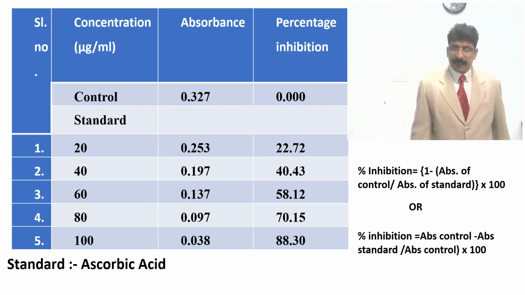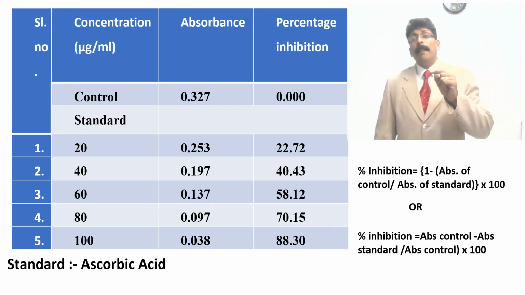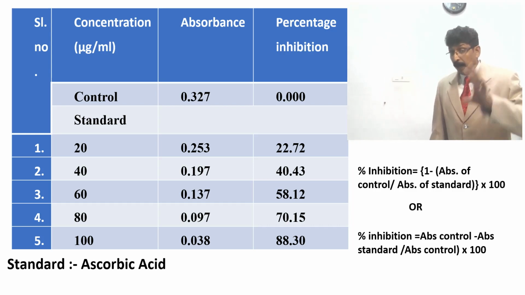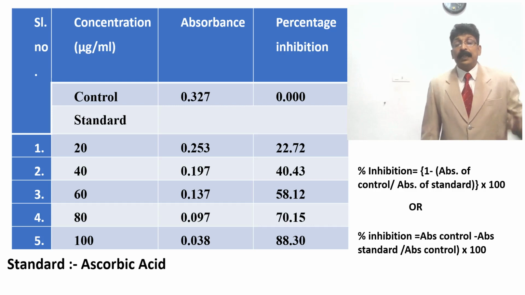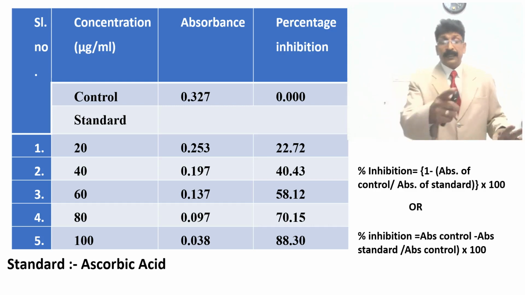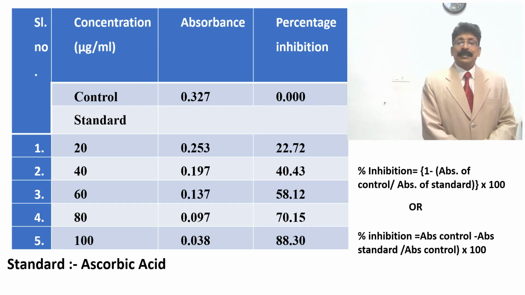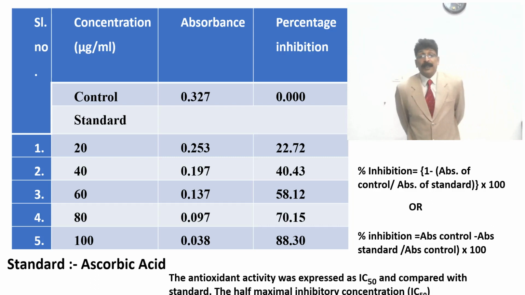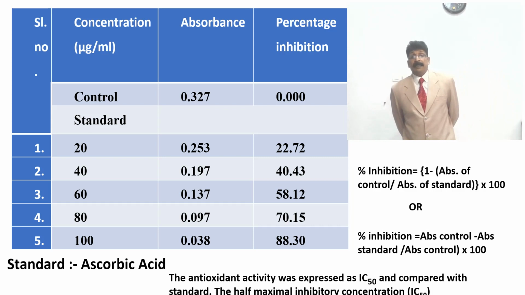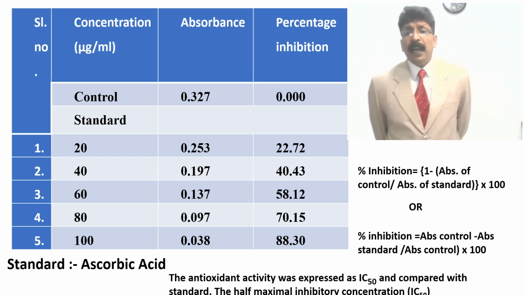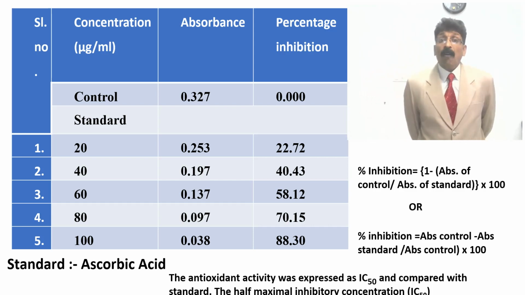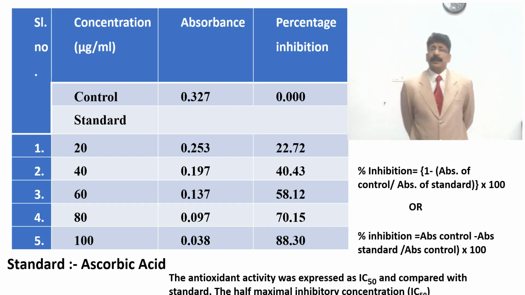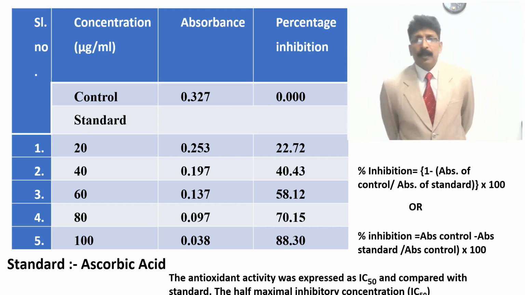This is the standard. So now we need the IC50 calculation. We need the same dilutions and IC50 for the sample also, and for the standard, for our comparison. First I have done this one for the standard. And what is IC50? Antioxidant activity was expressed as IC50 and compared with the standard, the half maximal inhibitory concentration. It should be in mathematical expression, and it is easy for you to calculate through Excel.